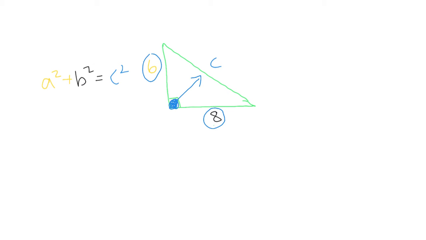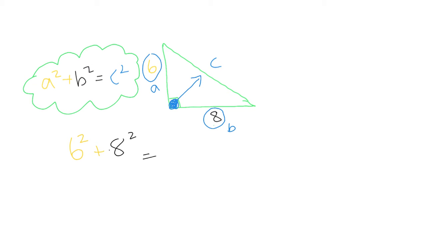We're going to call these sides A. That's a horrible A. And B. So the formula for this equation, like I wrote over here, is A squared plus B squared equals C squared. So to set it up, it's 6 squared plus 8 squared equals C squared.